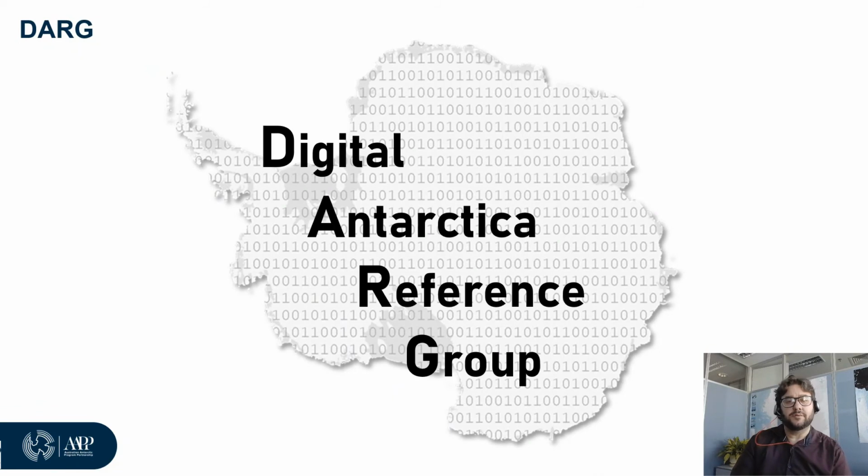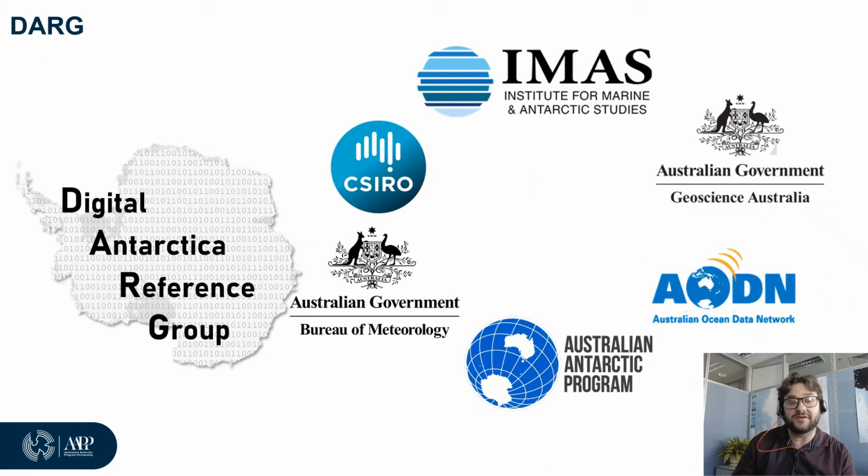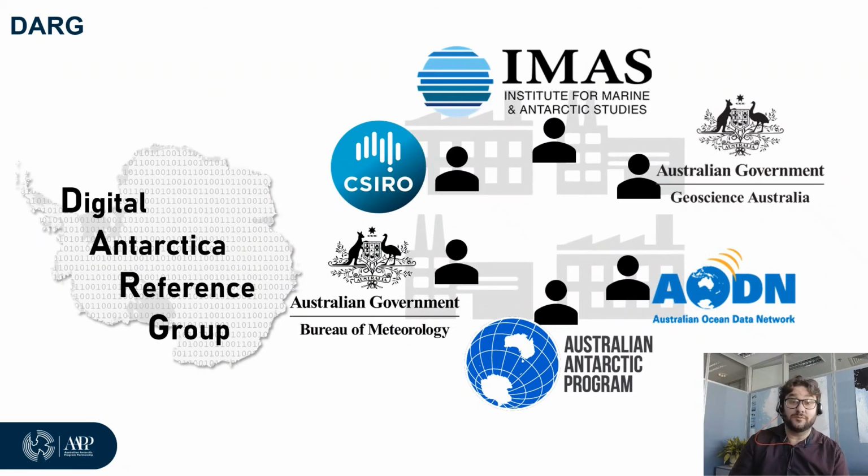One of the key elements in the way we work is our Digital Antarctica Reference Group. DARG, as we call it, has been instrumental in getting to where we are now. Currently, its membership is primarily made up of representatives from the data centres of each partnership organisation. These are the people that are, in the case of the smaller organisations, intimately familiar with the data holdings, or for the larger ones, familiar with the processes around the data.